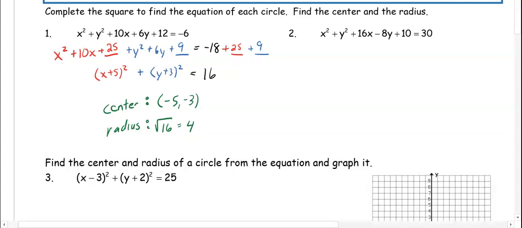So in number 2, we're going to do the same thing to reorganize it. So x² + 16x + blank + y² - 8y + blank. We can subtract the 10 from the other side, so that's going to give us 20, and then we need to include our two blanks.